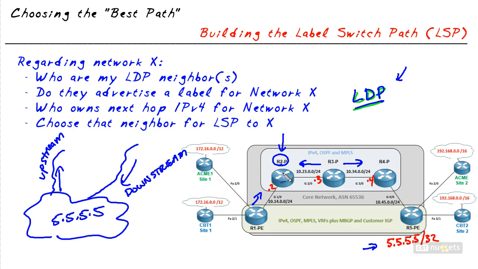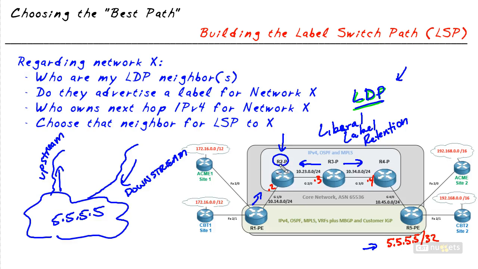And what R2 is going to do is use something called liberal label retention, meaning it's going to remember both of the advertisements, one from R3 and one from R1, regarding the 5.5.5.5 network. Now it does that in case there's some type of change in the network and it loses its primary path. It can very quickly cut over to the alternate path. Because of liberal label retention, it's going to remember, hey, R1 advertised a label for 5.5.5.5 in case R3 goes away. Now the reality is if R3 went away, R5 would lose the 5.5.5.5 network because it's way over here and there's only one path, and that would cause R1 to stop advertising a label. So in a network where we had multiple paths and fault tolerance built into the infrastructure, the liberal label retention helps for a quicker cutover to an alternate path if we need it.